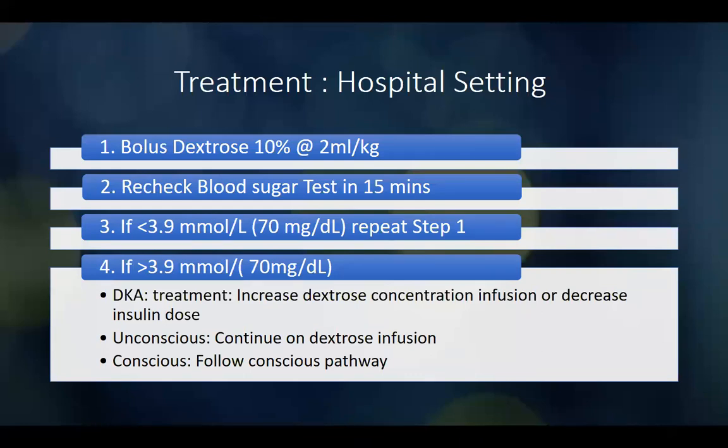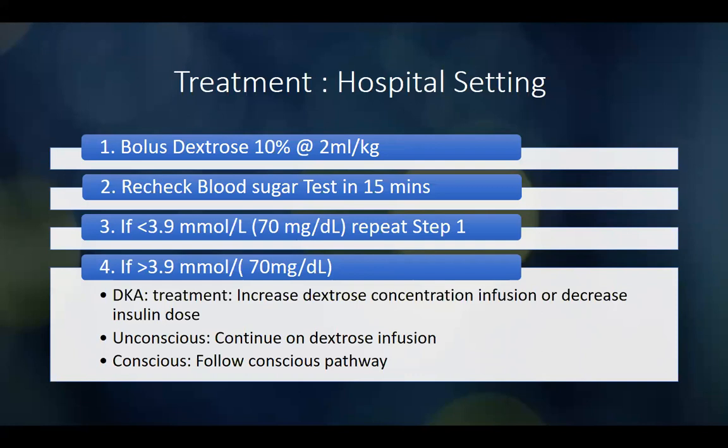Like I give an example, it can be a slice of bread, half a banana if it's a large banana, a small orange, or 200 ml of milk, whatever is readily available. So we have talked about three scenarios. We've talked about the scenario of a conscious child, the scenario of an unconscious child, and the scenario of treatment in the hospital setting.